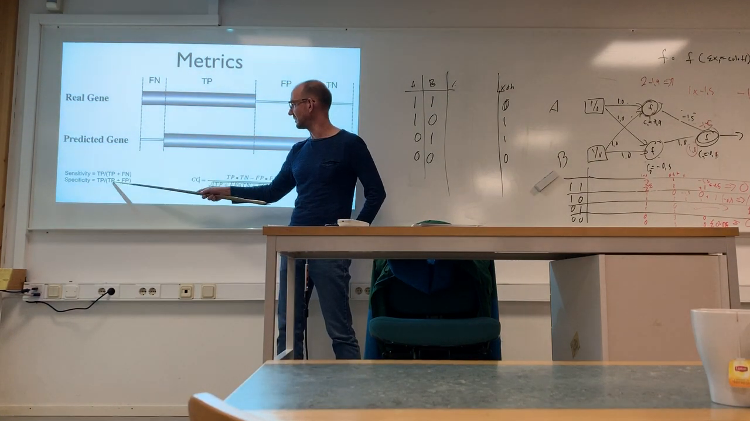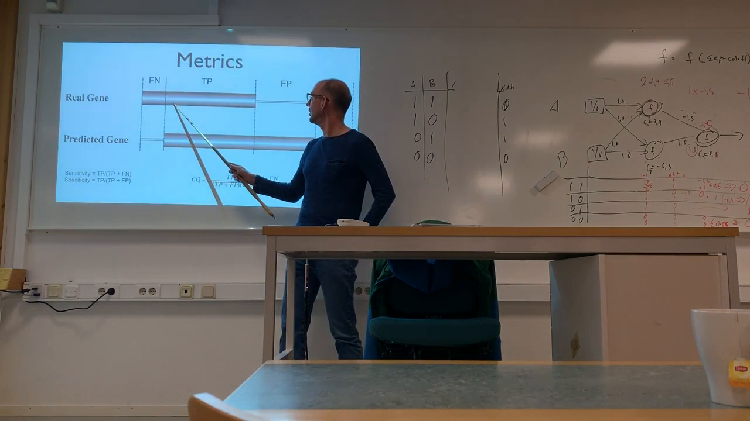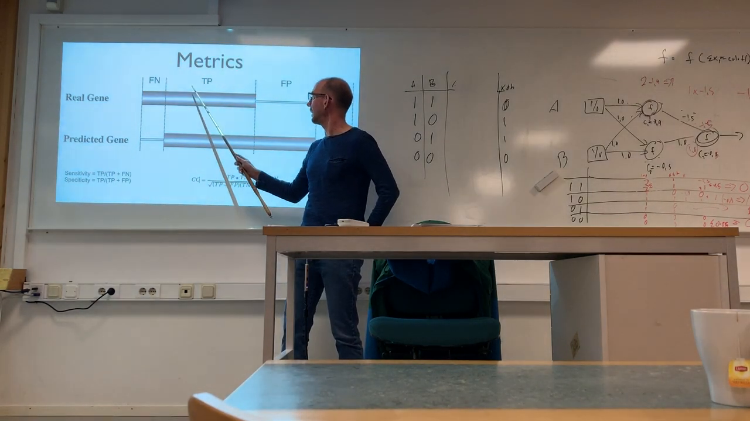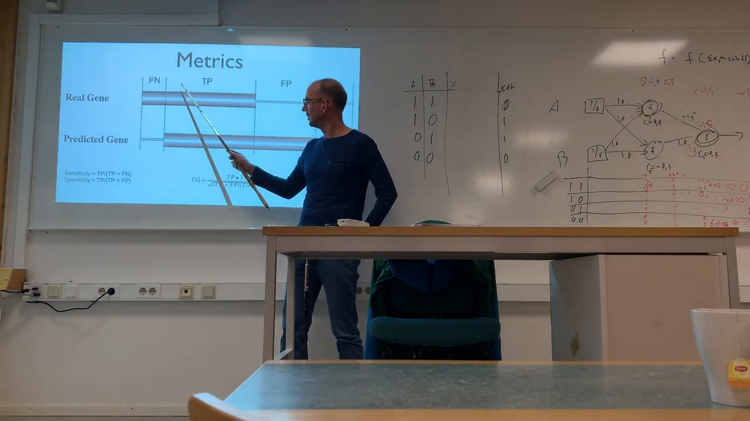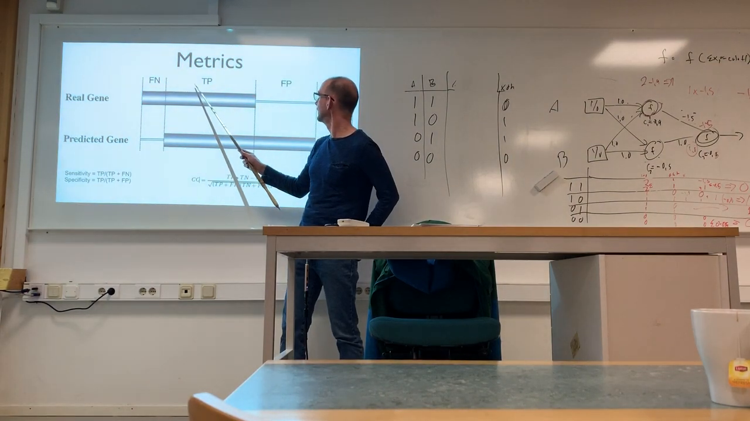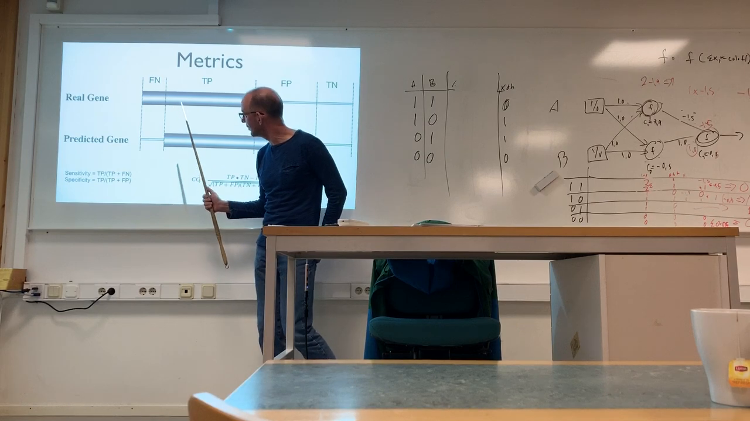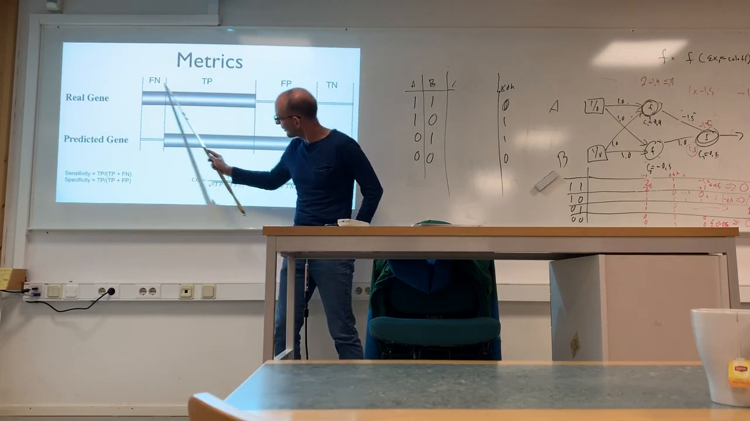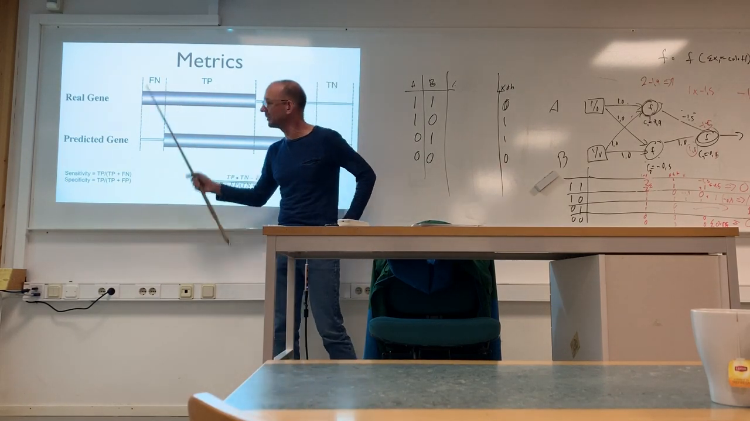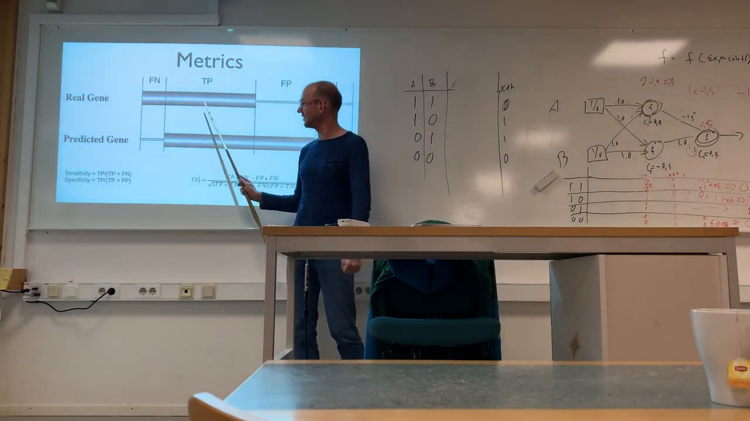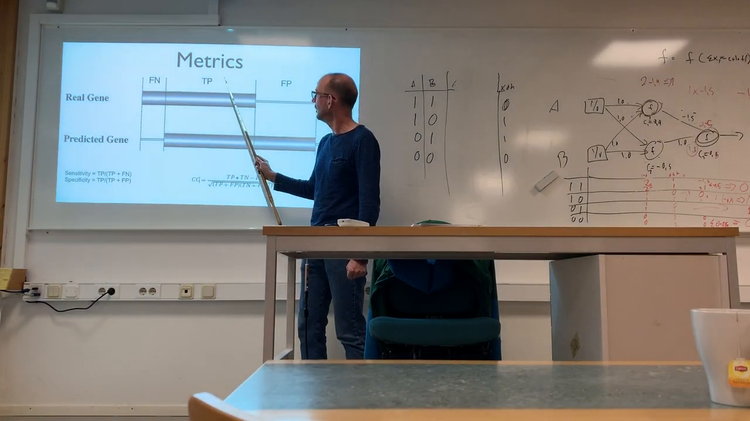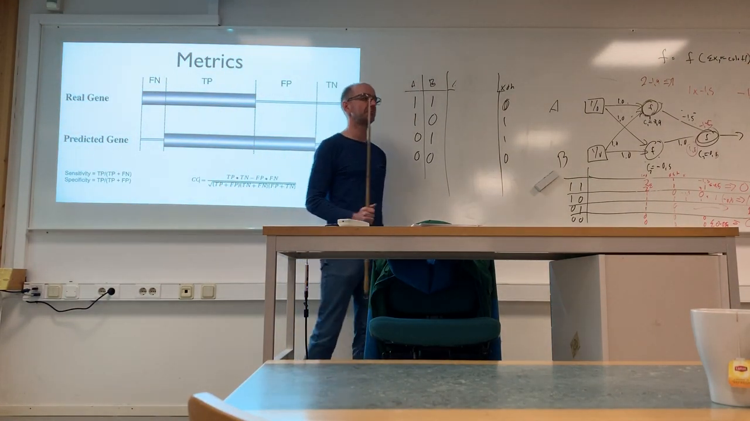And the specificity is basically how many of the things that you found are correct. And sensitivity is how many of the things that you should find did you really find.